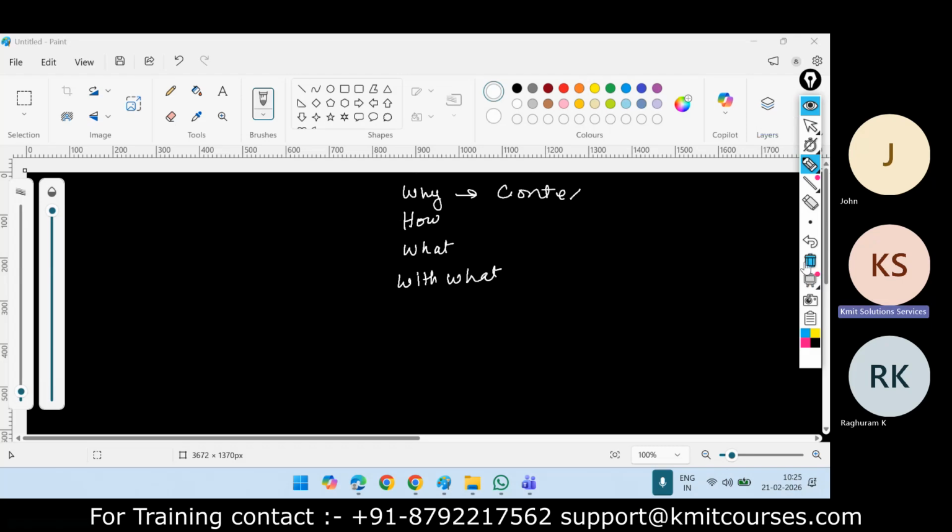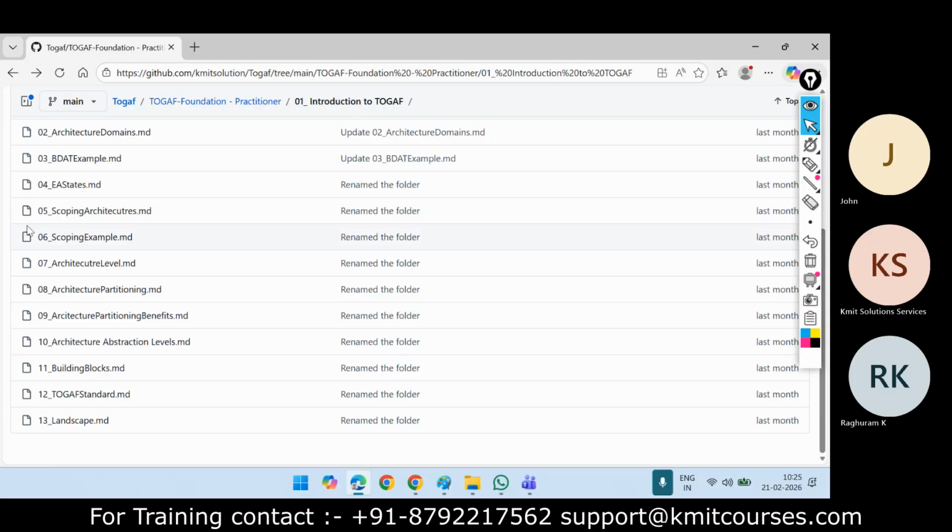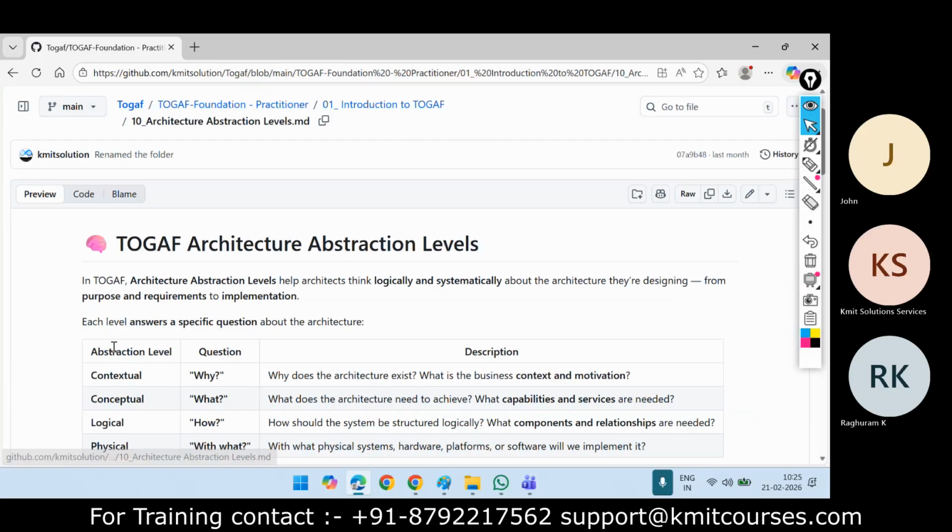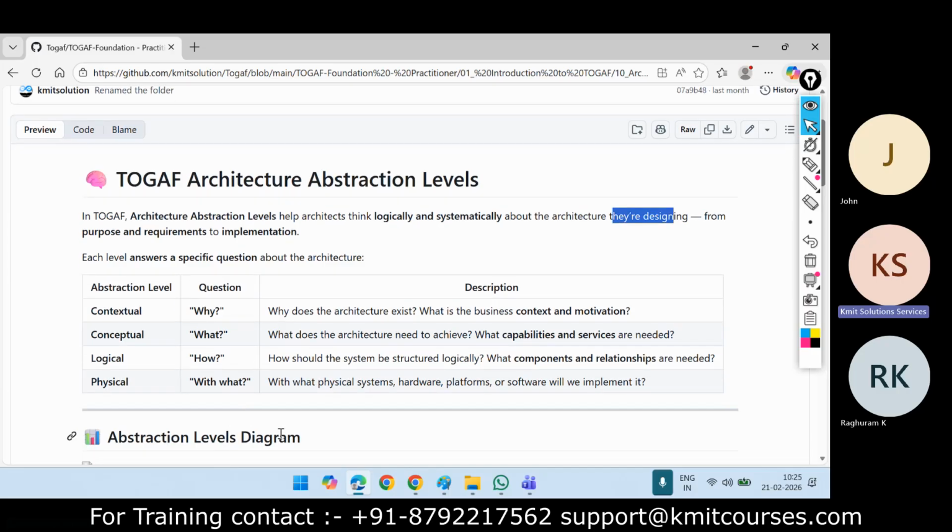Let us see in our notes. In TOGAF, abstraction level helps architects think logically and systematically about the architecture they are designing, from purpose and requirements to implementation. So these are the ones I was talking about. Contextual: why the architecture exists, what the business context and motivation are. Conceptual: what the architecture needs to achieve, what capabilities and services are needed. Logical: how should the system be structured logically? What components and relations are required? Physical: with what physical systems, hardware, platform, software it is implemented.